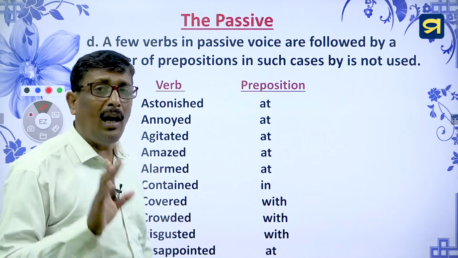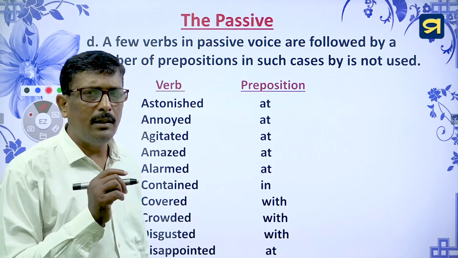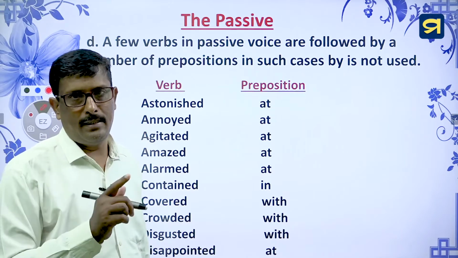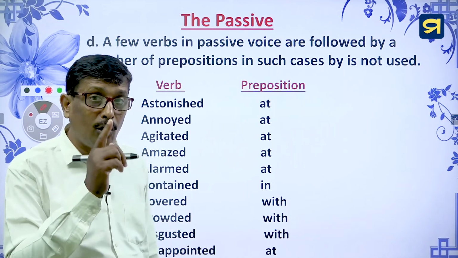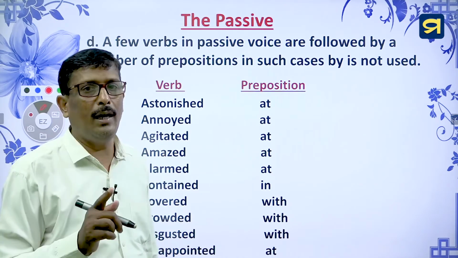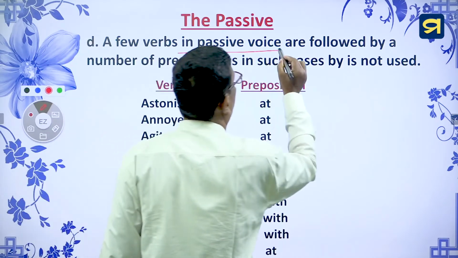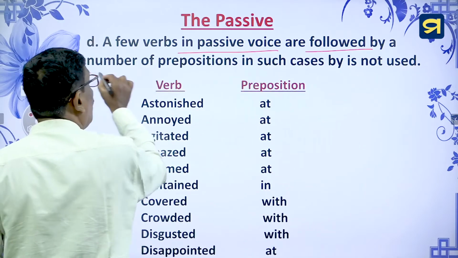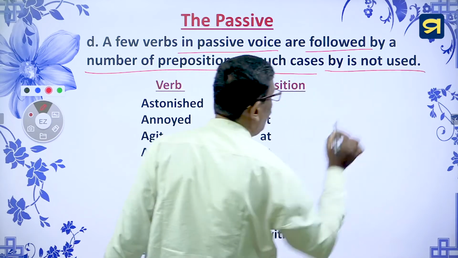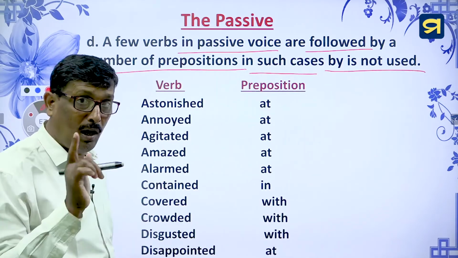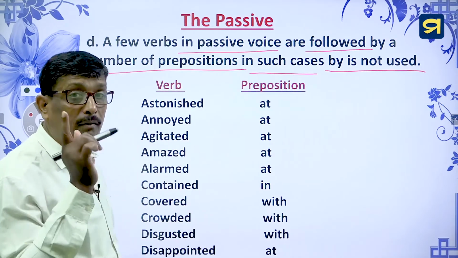Dear students, we are habituated to using what? By agent. But sometimes we cannot use by agent. Instead of by, some other prepositions are used, and you have to always learn by heart some verbs. Otherwise, you will go wrong. A few verbs in passive voice are followed by a number of prepositions, not by. In such cases, by is not used. Other prepositions are used, and you have to always learn by heart how to use these verbs.